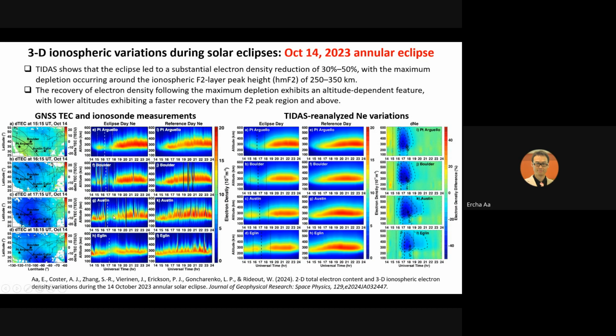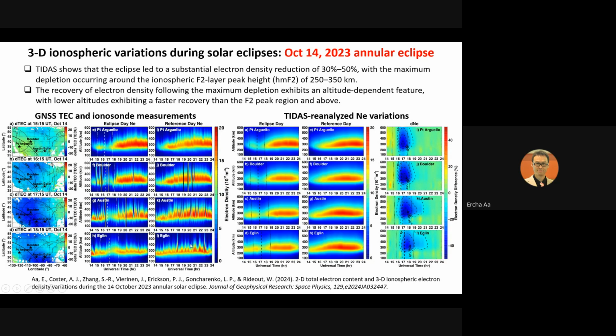So we can see there is a clear bite out of electron density. It occurred shortly after the eclipse start, reaching maximum about 30 to 40 minutes following the maximum obscuration, and gradually recovered after the eclipse end. So that's the eclipse day, and that's the reference day.